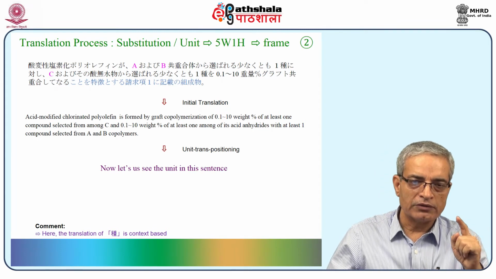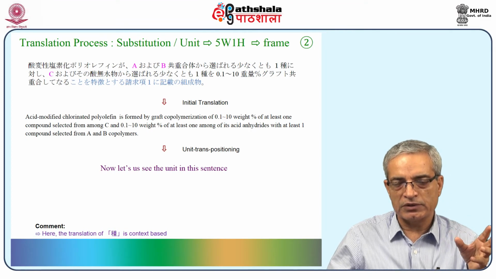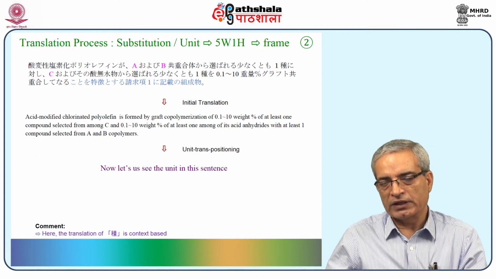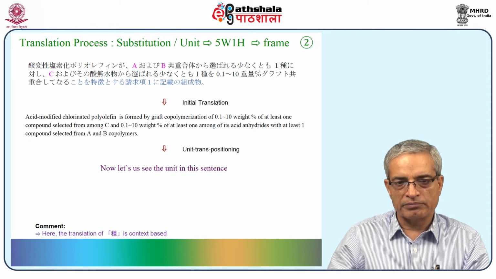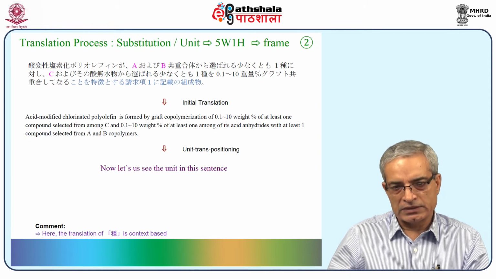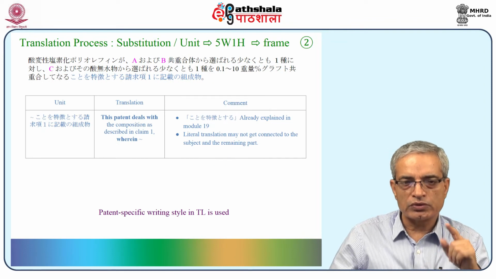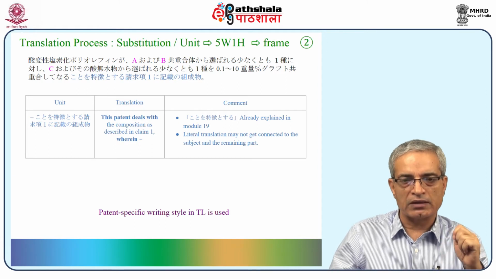Now again, if you go to the previous slide, you'll find the English was quite understandable, quite comprehensive, and here it is getting complicated. And just see one step ahead. We are putting the units back. Let's see that in the sentence. See, the unit was "koto tokuchoto suru, seikyu ko ichi ni kisai no sosebutsu". So this patent deals with this much, we had done earlier also.